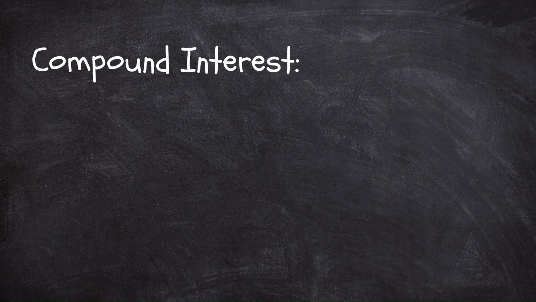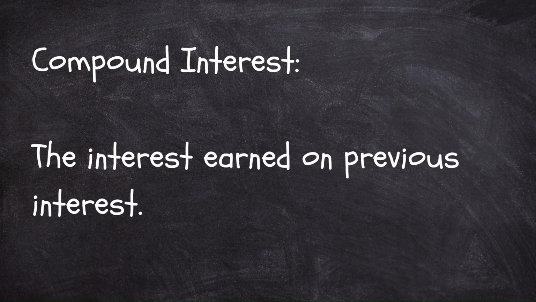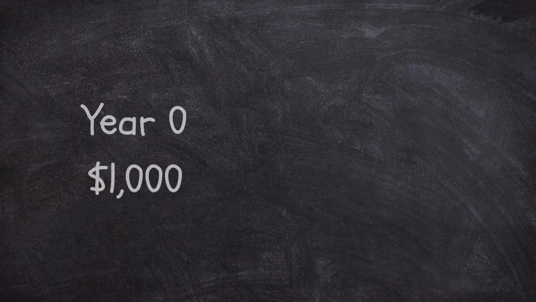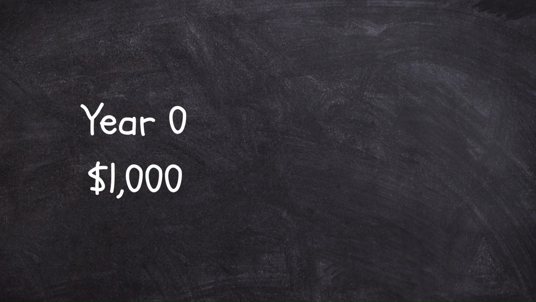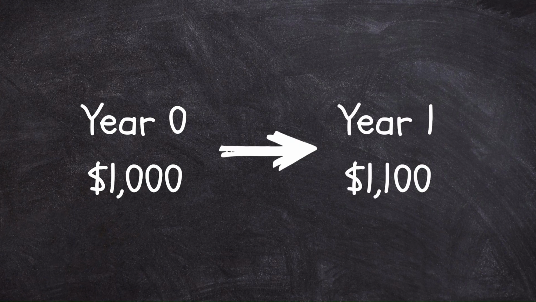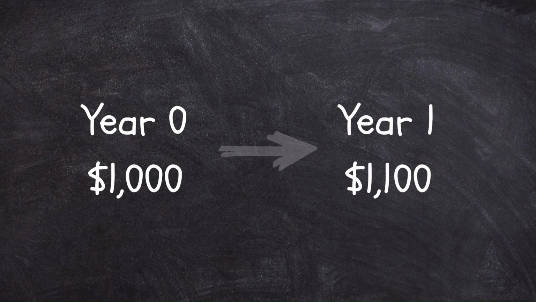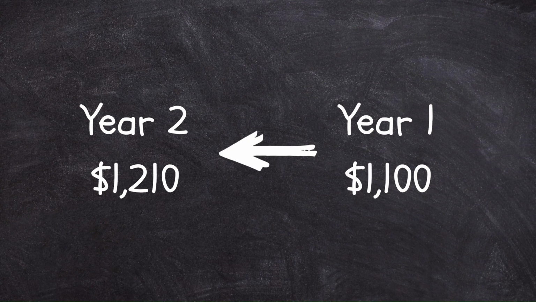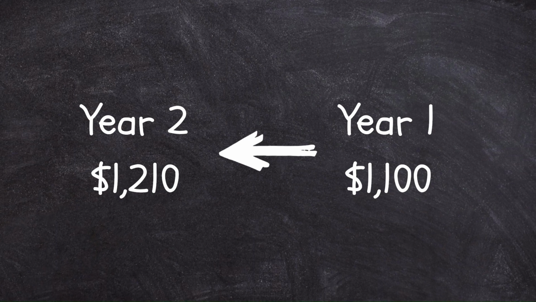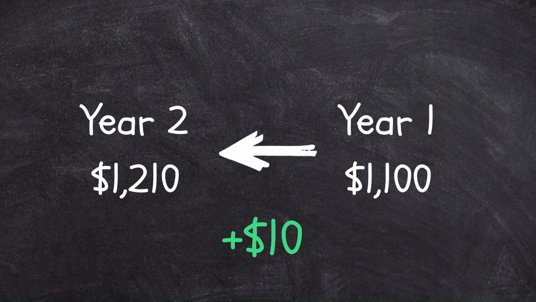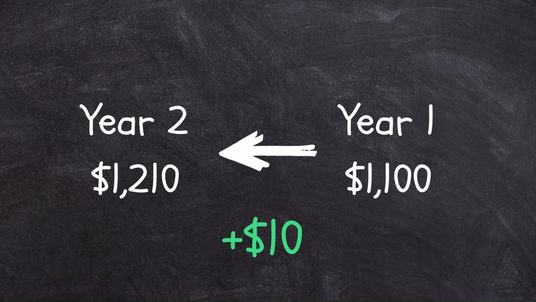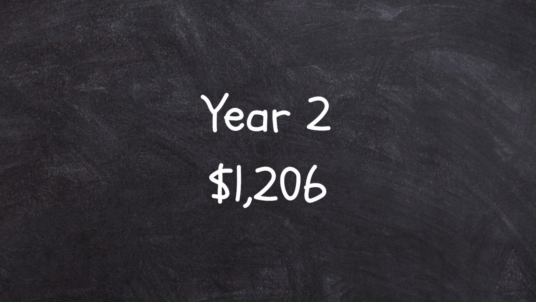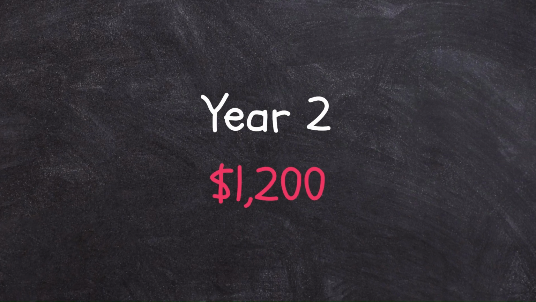Simply put, compound interest is the interest you earn on previous interest. So if you had $1,000 earning 10% a year, in the first year you would have $1,100, and in the second year you would then have $1,210. An extra $10 was made in the second year as a result of compound interest. If you did not have any compounding interest, you would only be left with $1,200 in the second year.